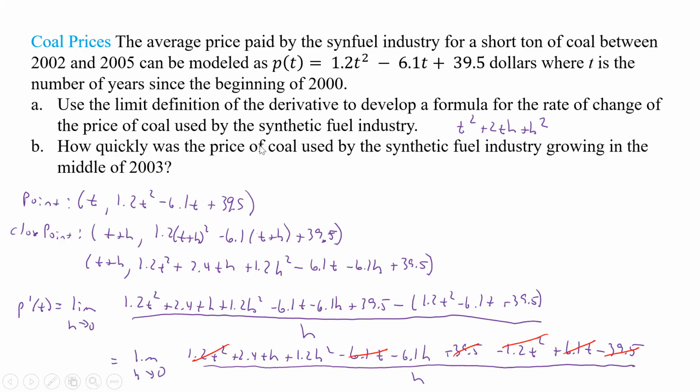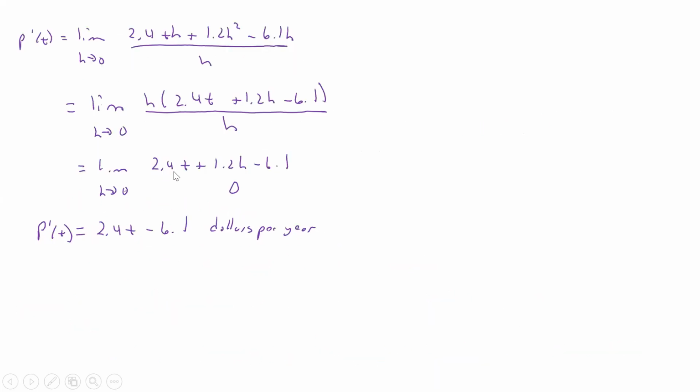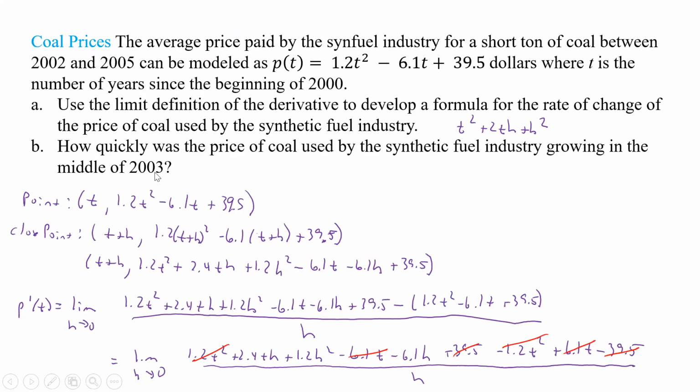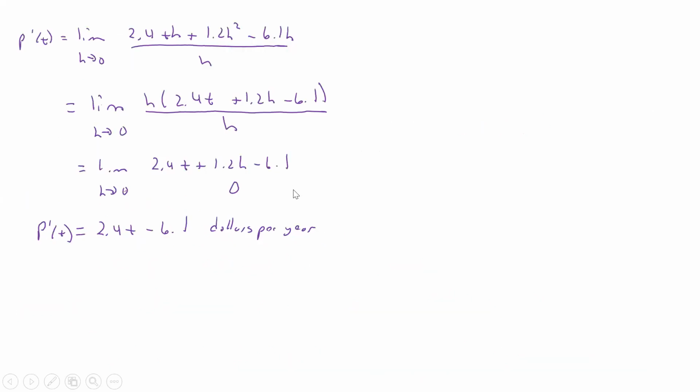And now they want to know how quickly the price of coal used by the synthetic fuel industry was growing in the middle of 2003. Well, 2003 is going to be, did we set it since 2000? So it's going to be 3.5. So we want to find p prime of 3.5. What is that going to be equal to? Well, 2.4 times 3.5 minus 6.1.